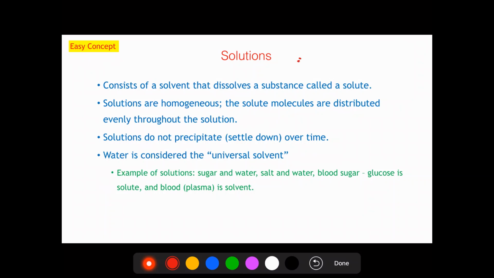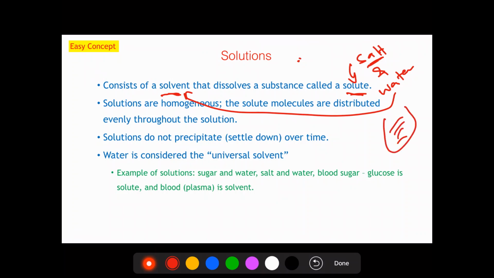In solutions, we have two substances: a solvent and solutes. Think of, for example, salt and water. The salt is the solute. Water is the solvent. You can dissolve salt completely in water, and it will disappear. You won't know that there is salt in it unless you taste it, right? That is a solution. So solutions are homogeneous, meaning the solute molecules are distributed evenly throughout the solution.